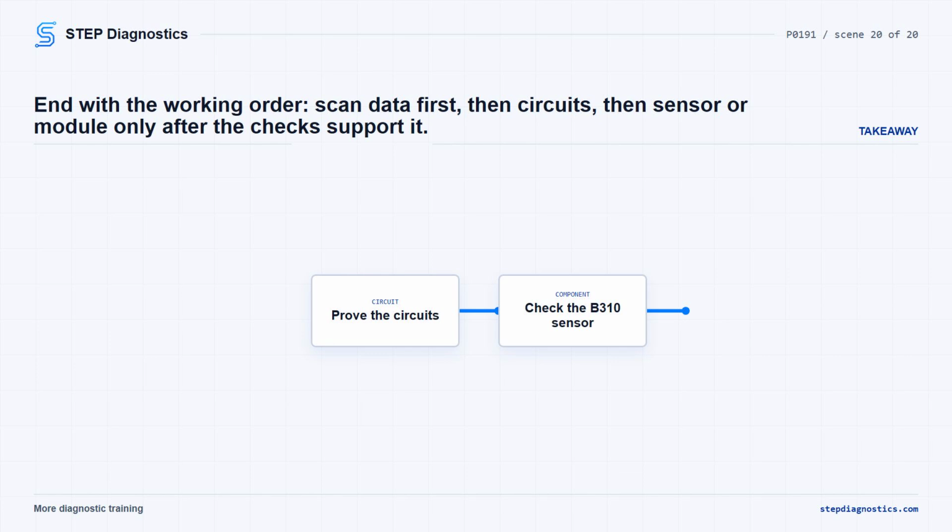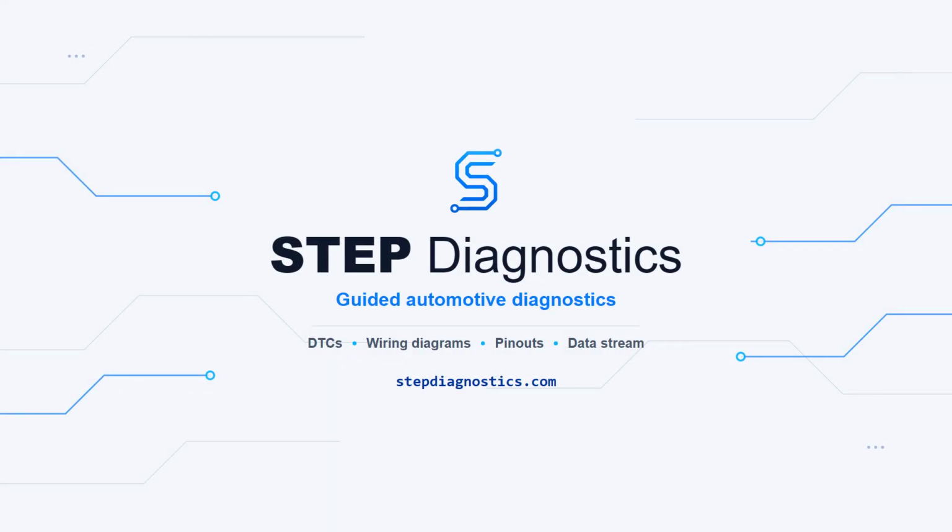The clean way through P0191 is to separate verification from circuit testing. Confirm the scan data first, check for sensor disagreement and dropouts, then prove the low reference supply, signal circuit, and sensor before condemning a module or sensor.